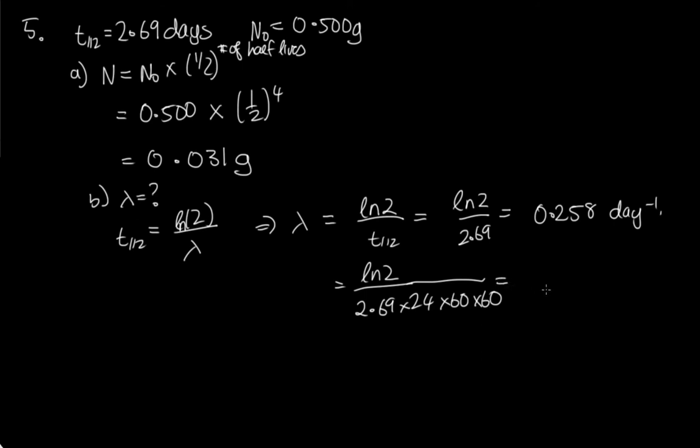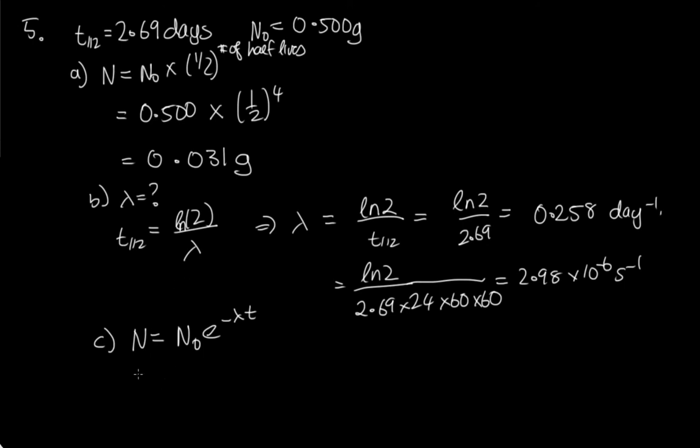And so solving this one on the calculator, we end up with 2.98 times 10 to the minus 6 inverse seconds. Now part C asks us after what length of time will only 0.010 grams be remaining. Well, our equation to describe the amount remaining is the amount remaining is equal to the initial amount times e to the minus lambda t, which is what we use this decay constant for.